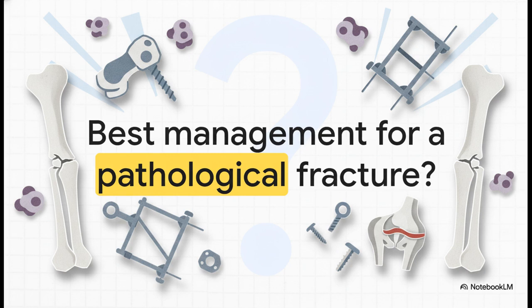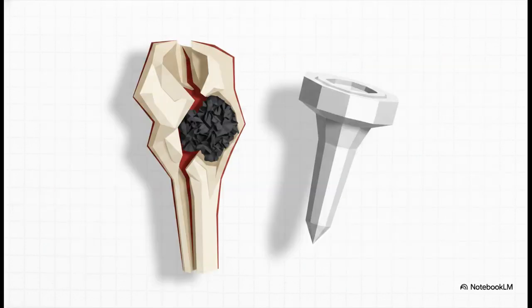A. DHS, B. X-fix, C. Arthroplasty, D. Plate and screw, or E. IM nail. Think about the paradox of trying to mechanically reconstruct irradiated bone. The correct answer is C, arthroplasty. Here's the deal. Pathological fractures in the femoral neck just do not heal reliably with standard internal fixation. The tumor, combined with the radiotherapy, totally impairs osteoblast activity. So, immediate joint replacement is required.